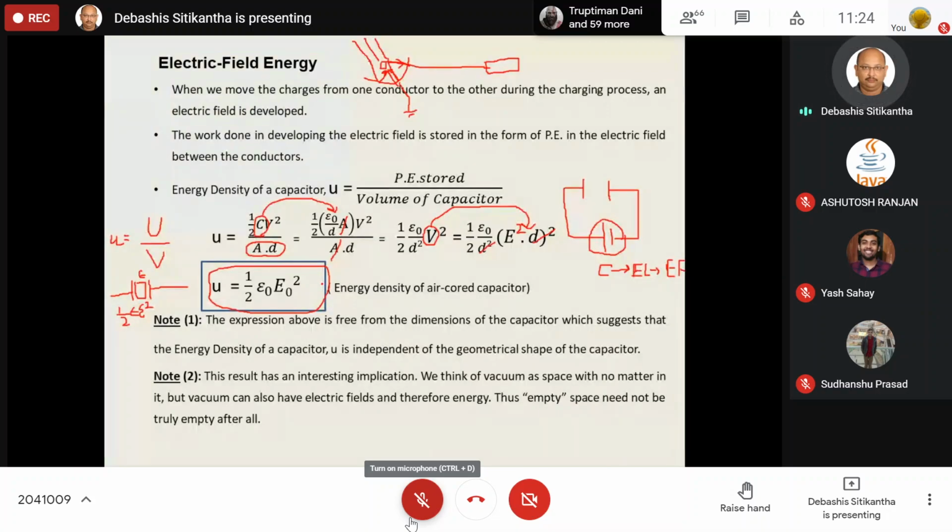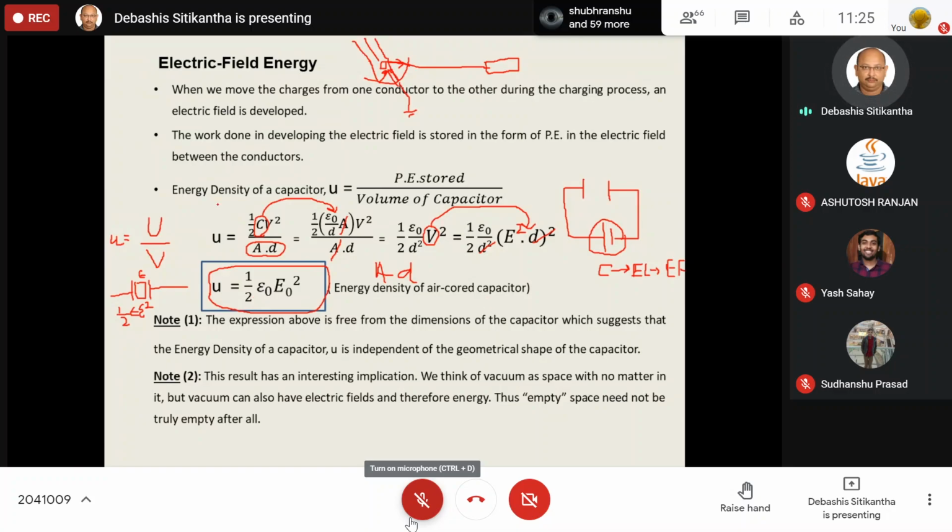For example, I just told you that while deriving this expression, I have considered a parallel plate capacitor. And obviously a parallel plate capacitor has two dimensions: one is the area, the other one is the distance of separation D. Both these terms are absent in this expression, which clearly suggests that the energy density of a capacitor is independent of the dimensions of the capacitor.